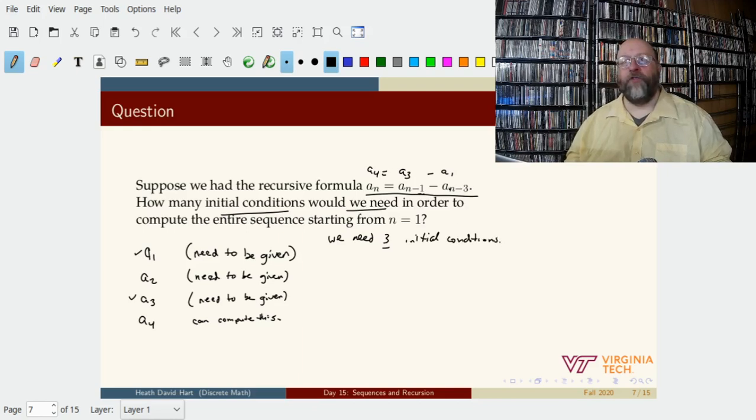And it's usually based on the highest subscript that we see in the recursive formula here. The subscript here is n minus 3. We need 3 initial conditions here. Okay? All right.